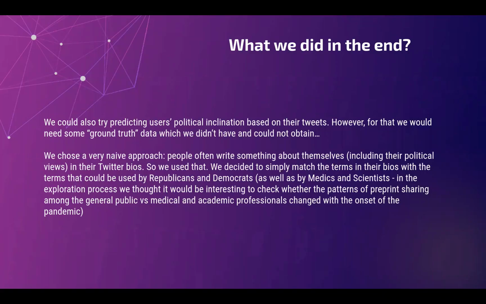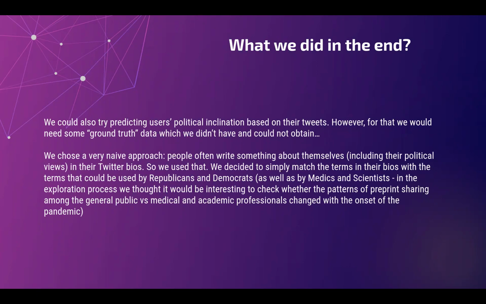So what did we do in the end? We also tried some other stuff, but I'm not going to talk about all the ways we tried and failed, because that would take too much time. Anyway, what we hoped would be possible was to predict users' political inclination based on their tweets, but for that we would need some ground truth data, some training data, for example, to put a machine learning model to work. We didn't have it and we couldn't obtain it, so we chose a very naive approach.